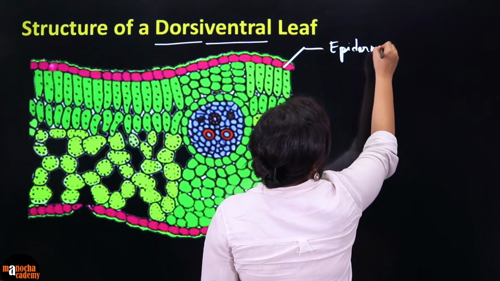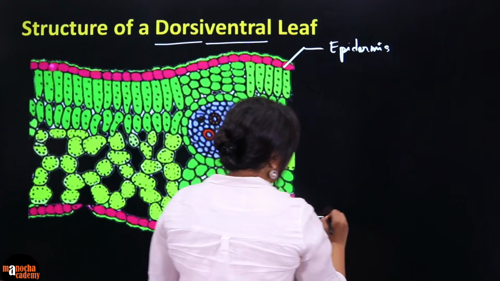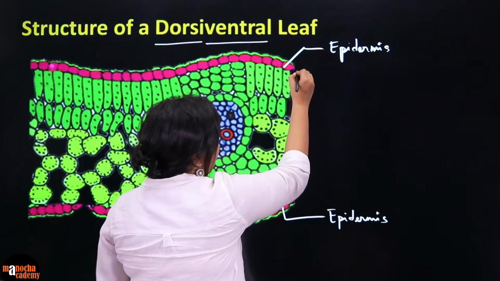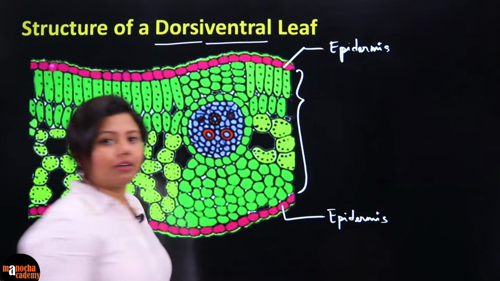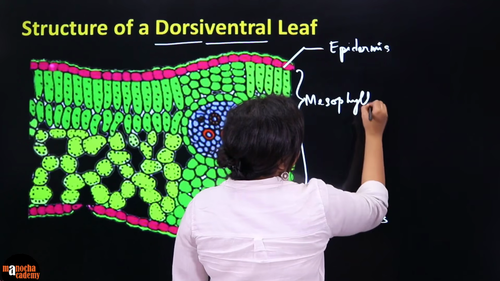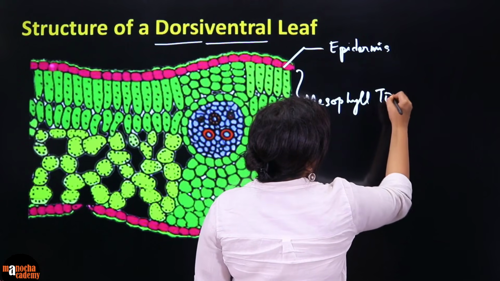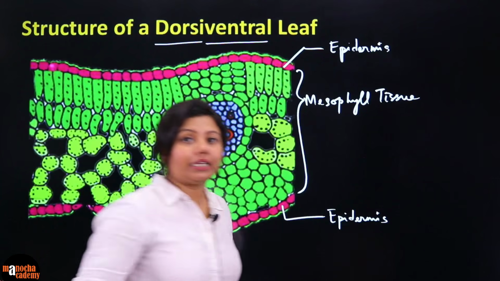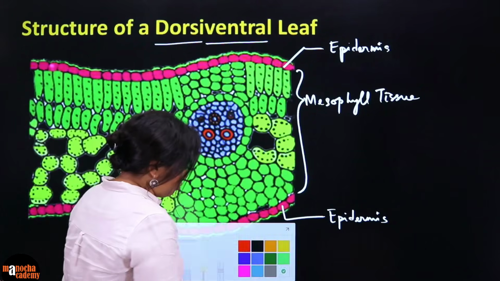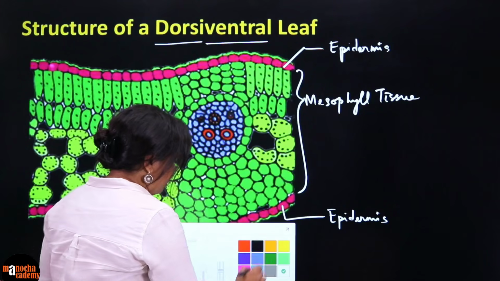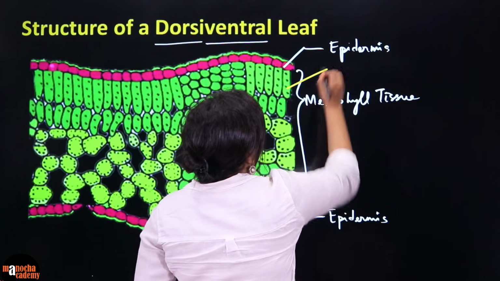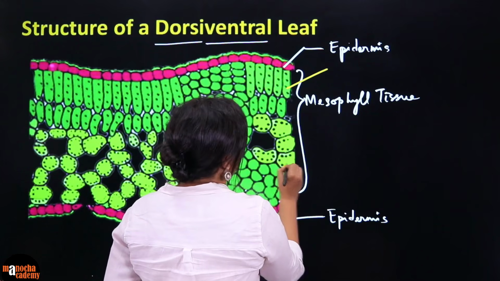Epidermis is the outermost layer, this you have studied in class 9 a little bit. So epidermis is the outermost layer of cells, and in between the epidermis, this green bunch of cells is known as mesophyll tissue. So the green cells present in between the upper and the lower epidermis in leaves is known as the mesophyll tissue. And if you see the mesophyll tissue, there are two types of cells. These are elongated cells, these are round cells.